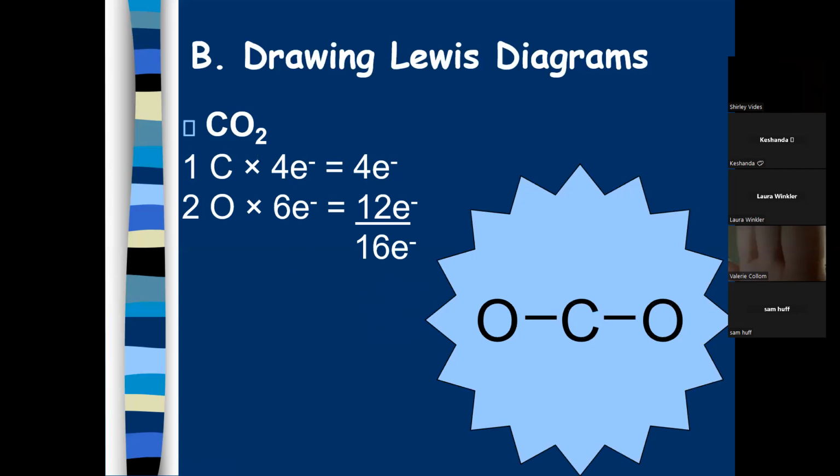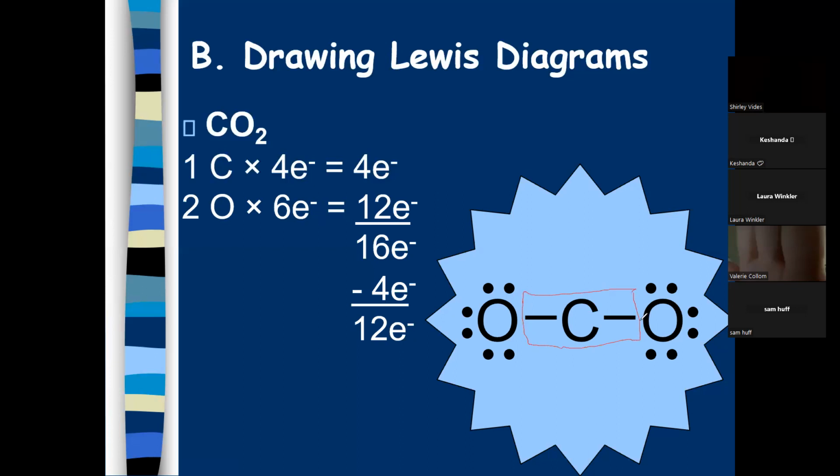And make bonds. All right. That's 4 electrons that we just used. We have 12 left. Okay. So oxygen is fine. Both oxygens are fine. But look at carbon. Carbon is not an exception. And carbon only has 4. Right?